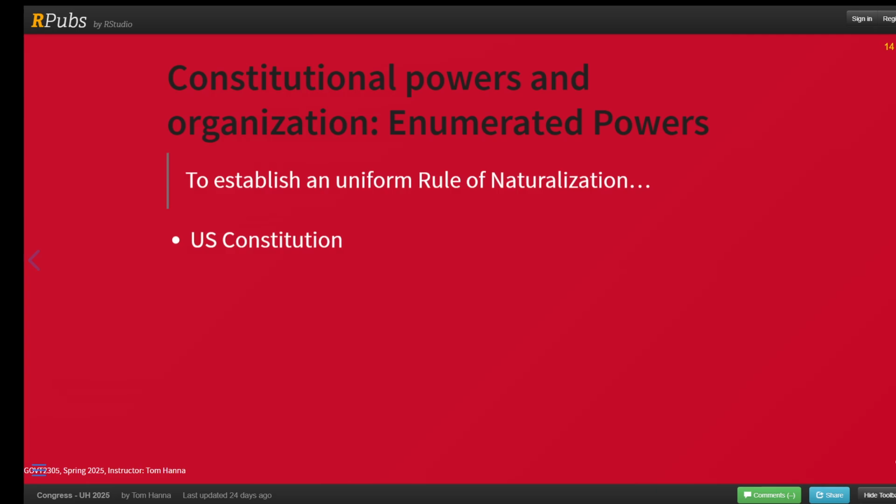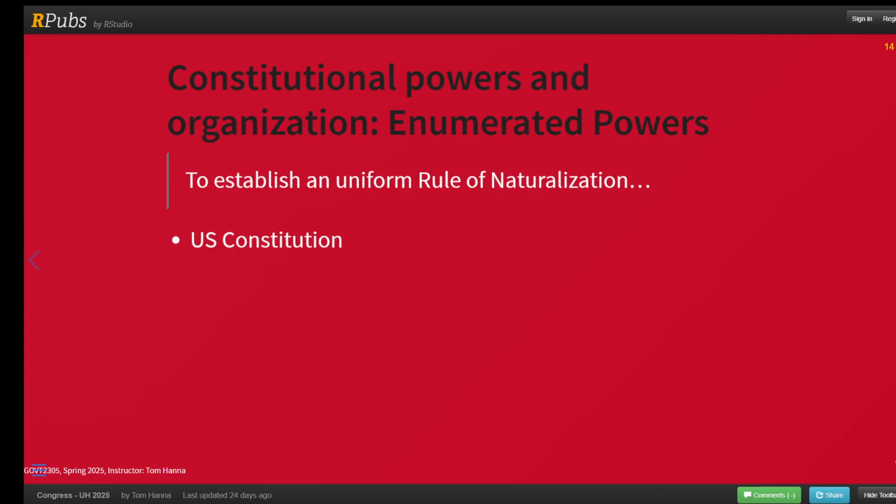So another one is to establish an uniform rule of naturalization. Now, the wording is from the U.S. Constitution. Congress had the power to establish a rule of naturalization, a way to become citizens of the United States. So here again, prior to this, there were 13 different rules for how you became a citizen. It was up to the states. There was no real rule on immigration. Immigration was considered a good thing.